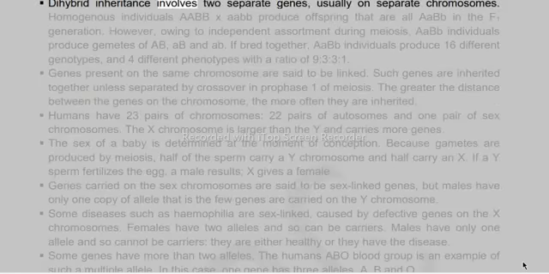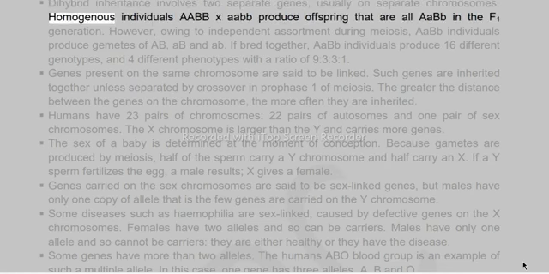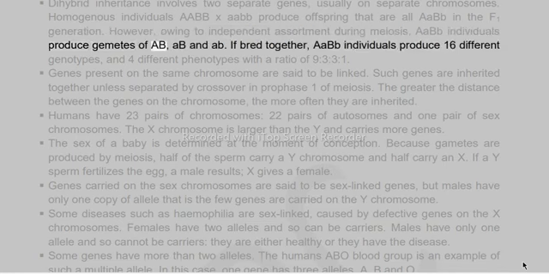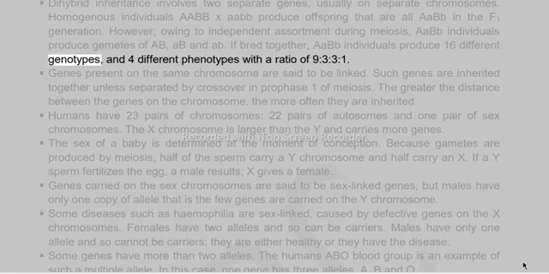Dihybrid inheritance involves two separate genes, usually on separate chromosomes. Homozygous individuals AABB × aabb produce offspring that are all AaBb in the F1 generation. However, owing to independent assortment during meiosis, AaBb individuals produce gametes of AB, Ab, aB and ab. If bred together, AaBb individuals produce 16 different genotypes, and 4 different phenotypes with a ratio of 9:3:3:1.